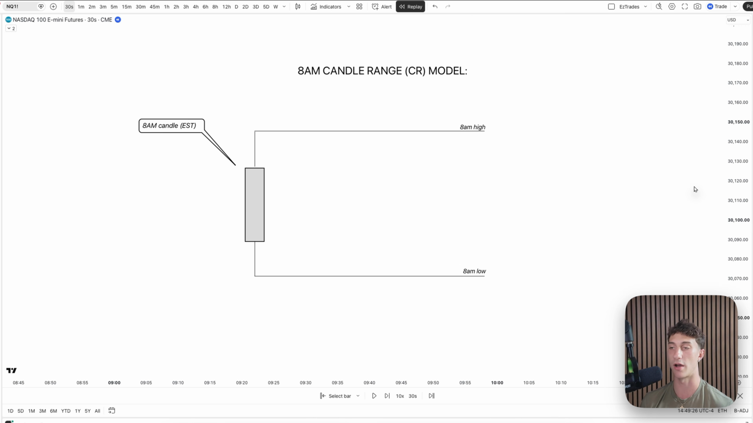Now, before you guys run off and try to trade this alone, there is more that goes into the strategy. Okay, you're not just trading a simple reclaim of the 8 a.m. low or a failure of the 8 a.m. high. You need to make sure you have a valid entry trigger. You need to make sure you have higher time frame context as well. All of that is going to determine whether this is a profitable strategy for you.